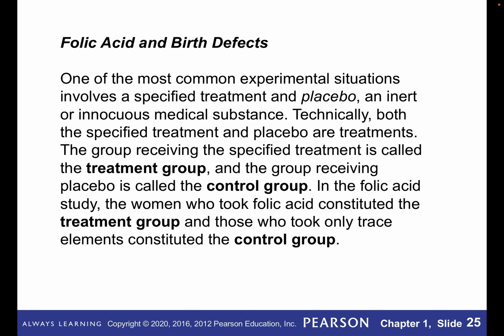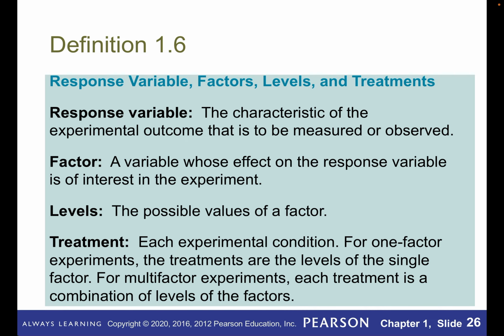One of the most common experimental situations involves a treatment group and a control group. We essentially had that in the folic acid study, because the treatment group would be the group of women who received the folic acid, and the control group would be the ones who did not. Now let's see each component given in this definition 1.6 from the study that we looked at earlier.